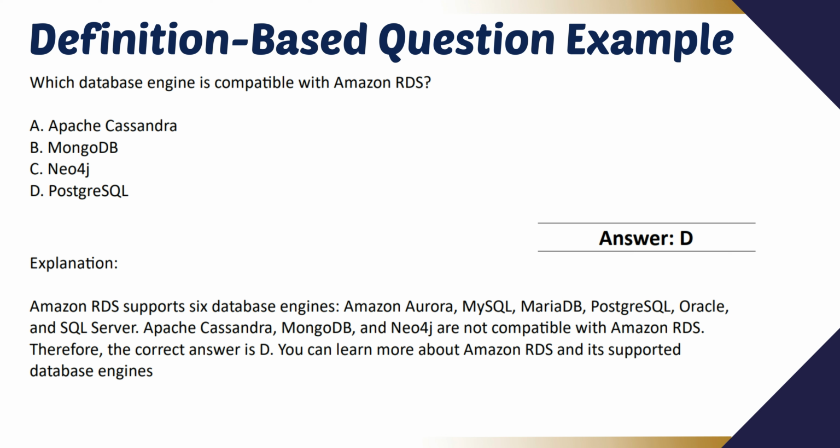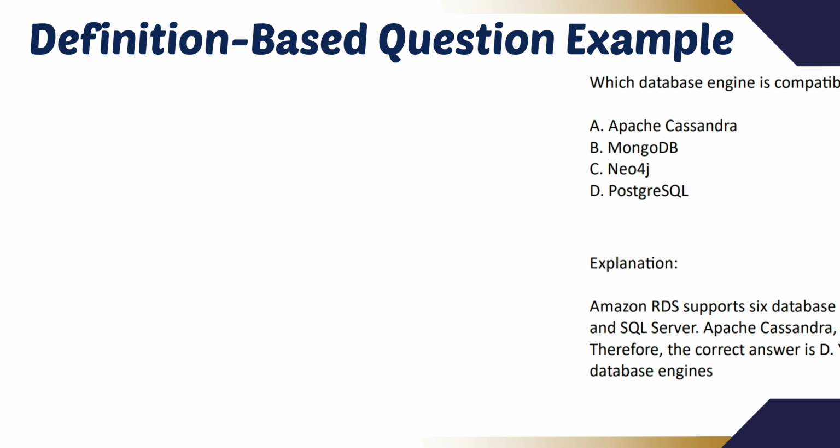Definition-based questions check your AWS knowledge. For instance, Amazon RDS supports databases like PostgreSQL, MySQL, and MariaDB, but not MongoDB or Cassandra.